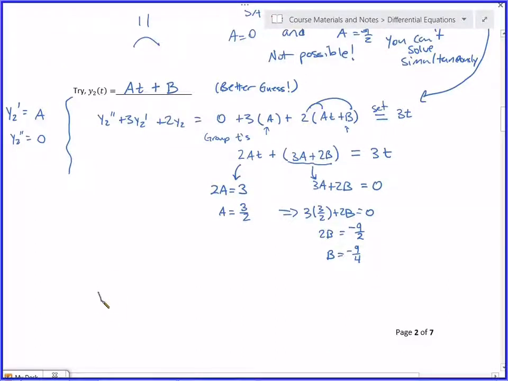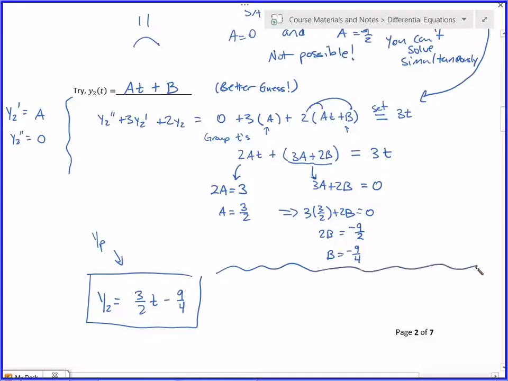So what's your solution then? y equals 3/2 t minus 9/4. I'm going to call that my y sub p. And let's confirm to make sure we understand what we've accomplished here.